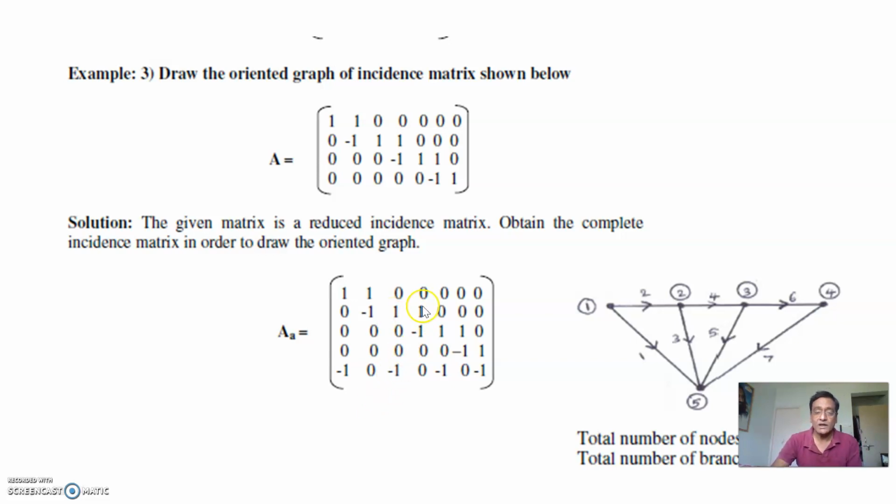And similarly, about the fourth branch, it is connected between second node and third node. Second node is here, third node is here. So this branch number is 4. So 1 and minus 1 means the current leaves node 2, current enters node 3. Leaves to node 3, that way I have to mark here. So this 1 and minus 1 helps me to mark this current direction.